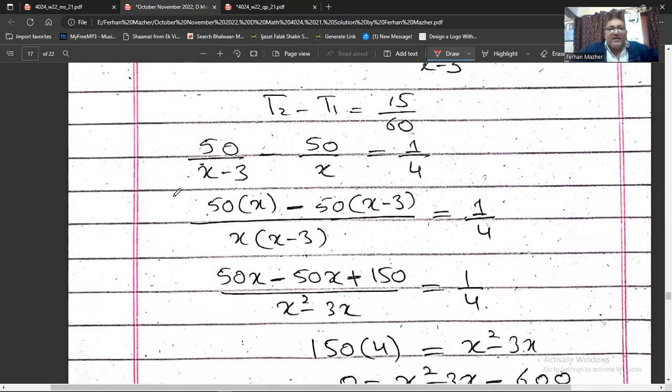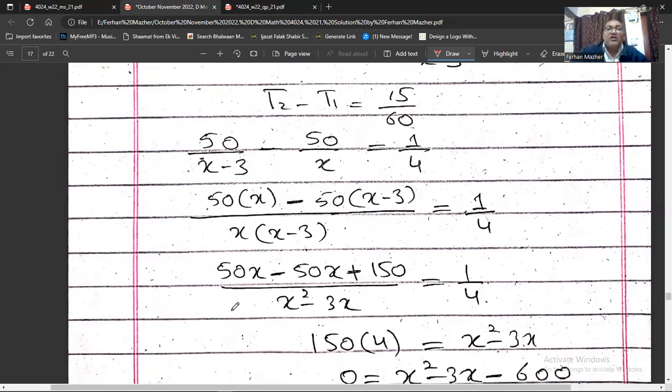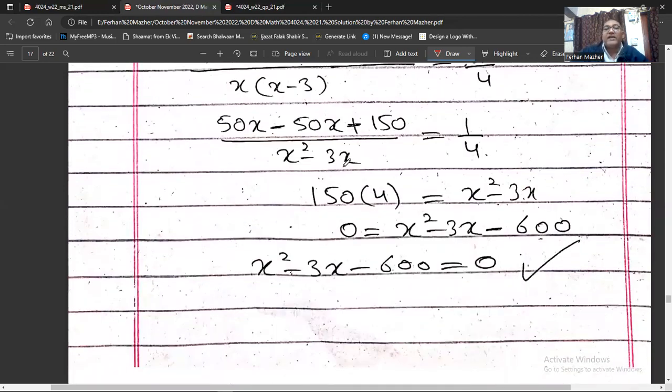So you will have 50 divided by x minus 3 minus 50 divided by x equals 1 by 4. Take the LCM here: x and x minus 3. So you will have 50x minus 50 into x minus 3, over x into x minus 3, equals 1 by 4. This will be 50x minus 50x plus 150, and in the denominator you will have x squared minus 3x, equals 1 by 4. So this 50x and 50x will be cancelled.